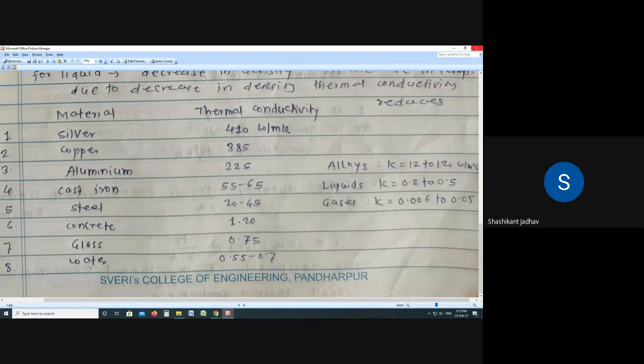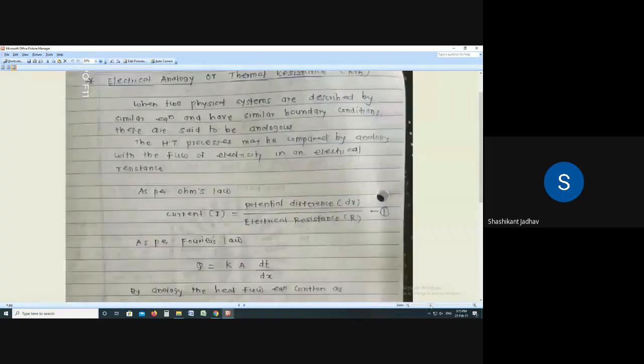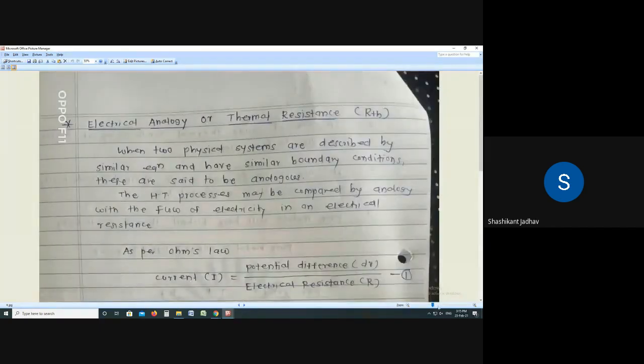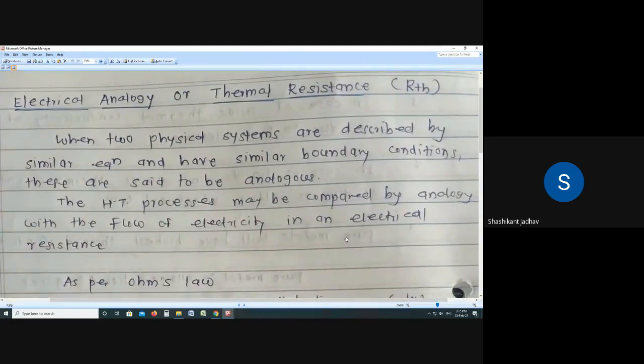So now we have to cover the next concept. Write down the next concept. Okay, so write down the next point: electrical analogy or thermal resistance.